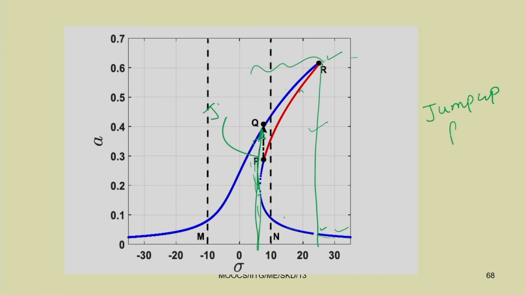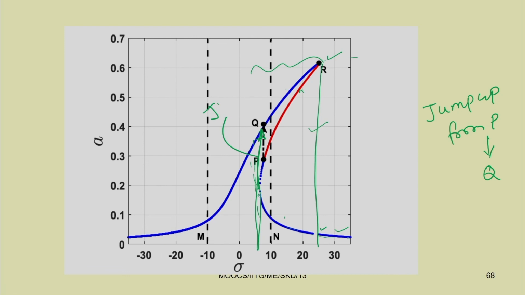From point P it will jump from P to Q, and then with further decreasing, it will follow this path Q, then M, and come back. Due to this jump up or jump down phenomenon, the system may have catastrophic failure.